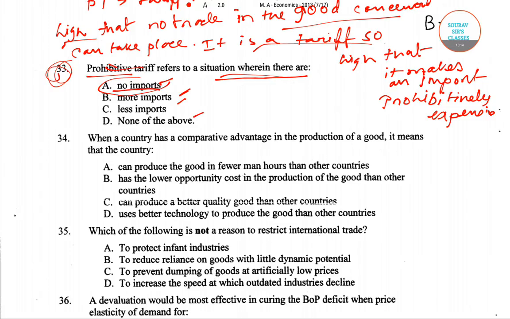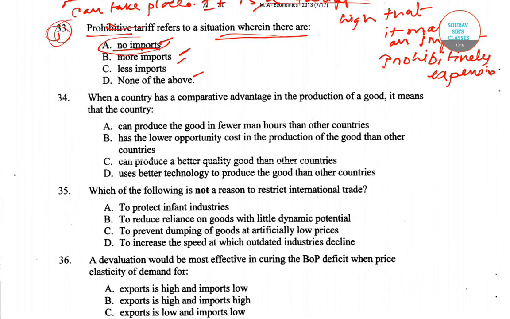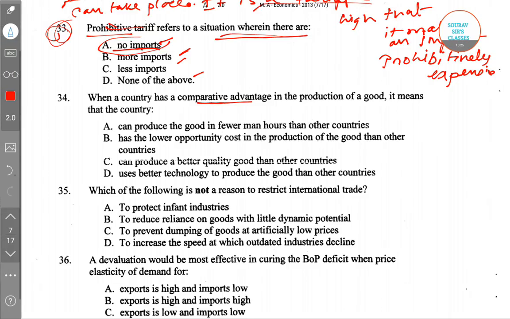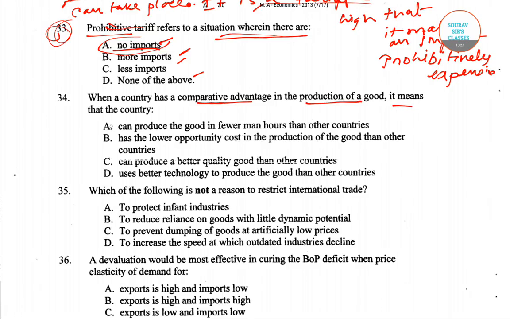So I am expecting you guys have gone through the previous question we solved. Now we'll go straight to question number 34. In question number 34, it is given: when a country has a comparative advantage in the production of a good, it means that the country can produce the good in fewer hours than other countries, has lower opportunity cost in the production of that good than other countries, can produce a better quality good than other countries, uses better technology to produce the good than other countries.